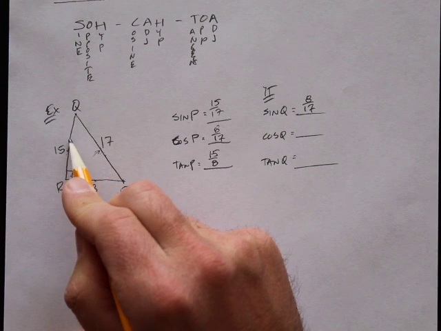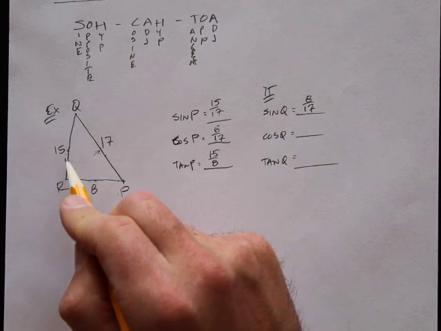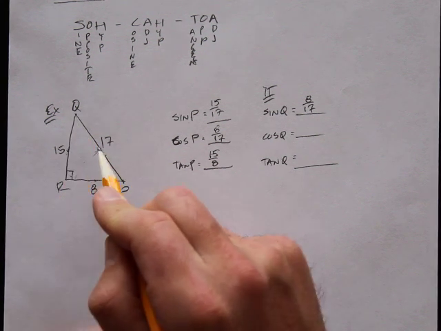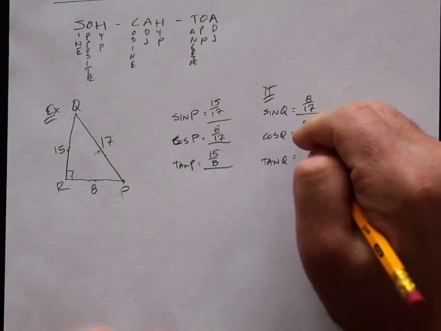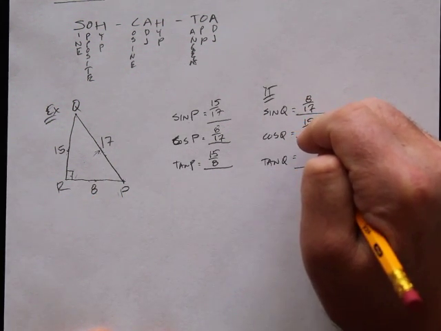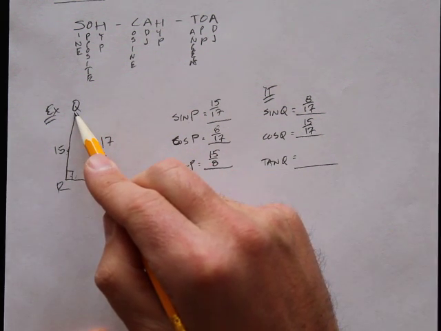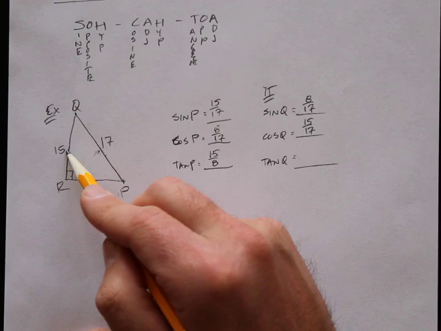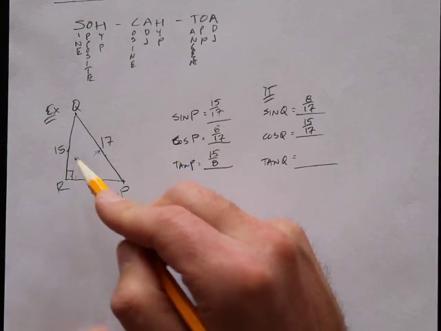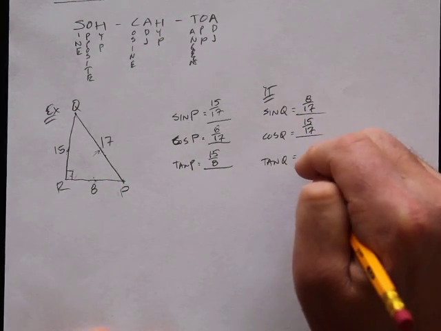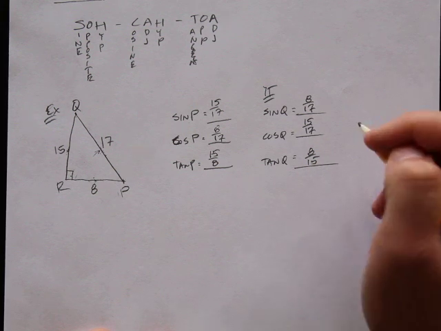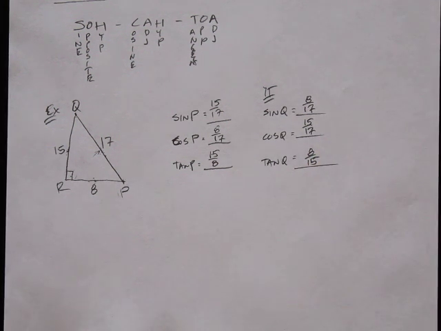Cosine of Q is adjacent over hypotenuse. So the leg that is touching Q here is 15 over the hypotenuse, which is 17. That'll give me the cosine, 15 over 17. Now the tangent of Q. Tangent, remember, is opposite over adjacent. TOA, opposite over adjacent, 8 over 15. All right, and that is the you try. Let's keep moving.